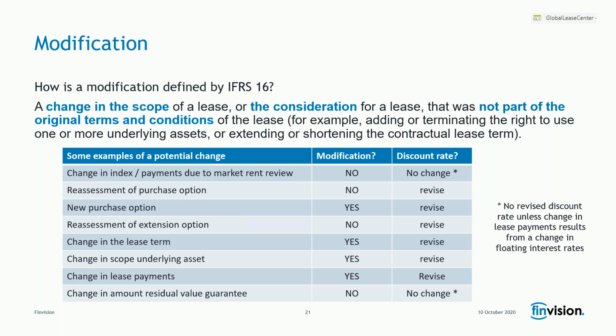All right. I have added here no change. What you see with the star is it's not a revised discount rate unless the changes are specifically related to a change in floating interest rates, and then you will calculate your new discount rate based on the change in the floating interest rate. But I haven't seen that quite a lot.